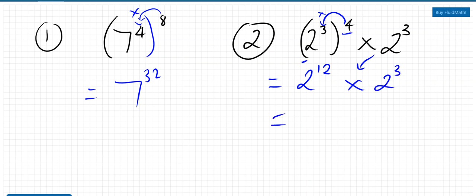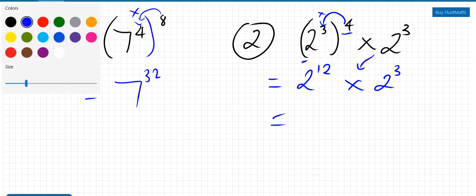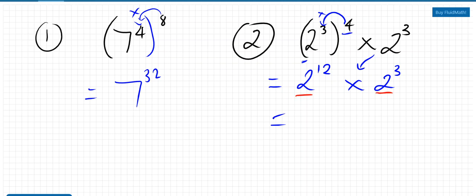And now you can see what's happened. We now have to use the first index law we learned. Do we have the same base? Yes, I can see my base is 2 and my base is 2 here. If I see the same bases, I add the powers of the same base. So write the 2 down, and then 12 plus 3 leaves me with 15. So this one actually involved applying 2 index laws. One was getting rid of the brackets, and the second was simplifying by adding the powers. So sometimes we have to combine index laws, and we'll do some examples of that in a minute.